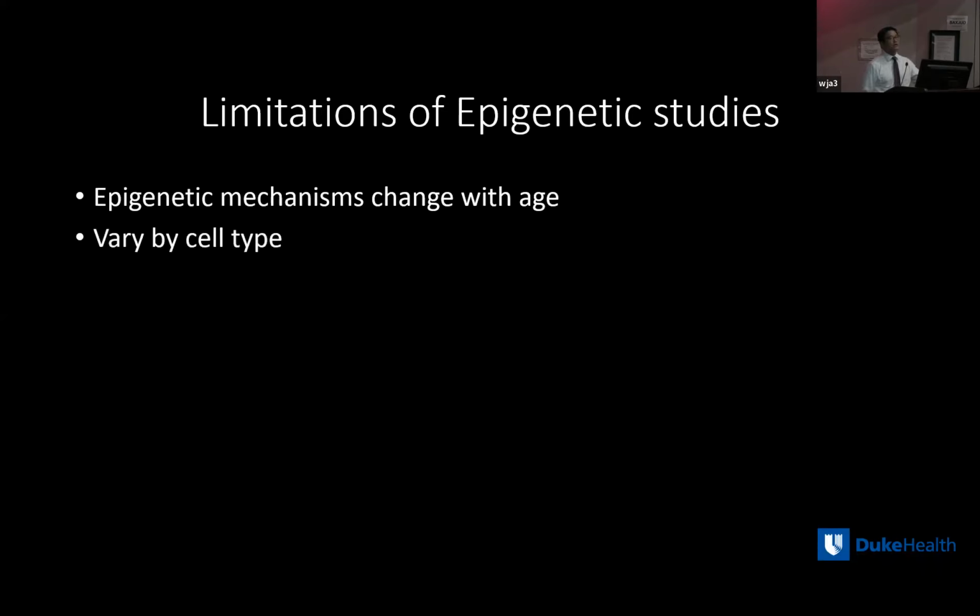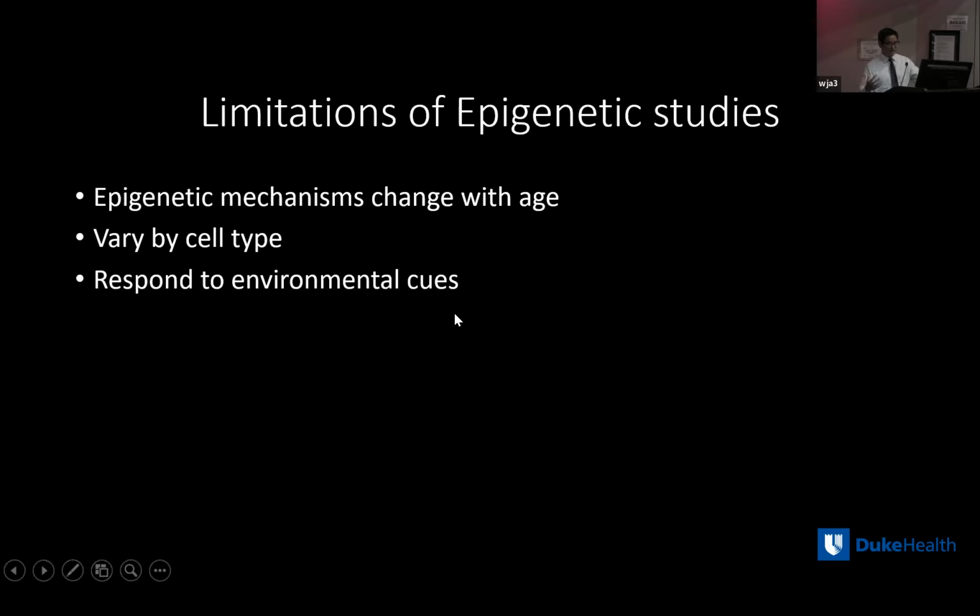Secondly, it varies with cell type. What makes a blood cell is the epigenetic landscape there. What makes a neuron is the epigenetic landscape there. That's why all of these cells have the same DNA, yet they are completely different cell types. And then lastly, how they respond to the environmental cues. And I really want to focus on this, the environmental cues, and how it changes our epigenetics to really explain the racial disparities in Alzheimer's disease.